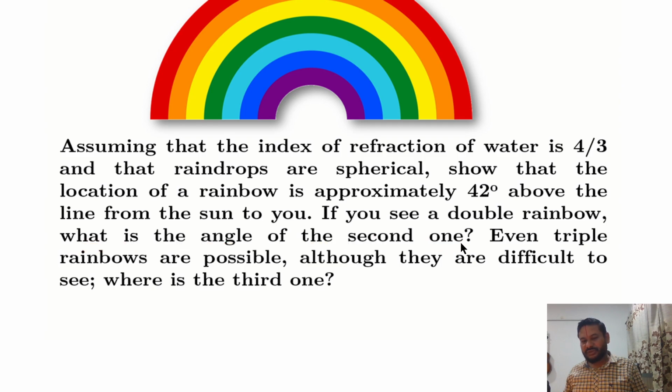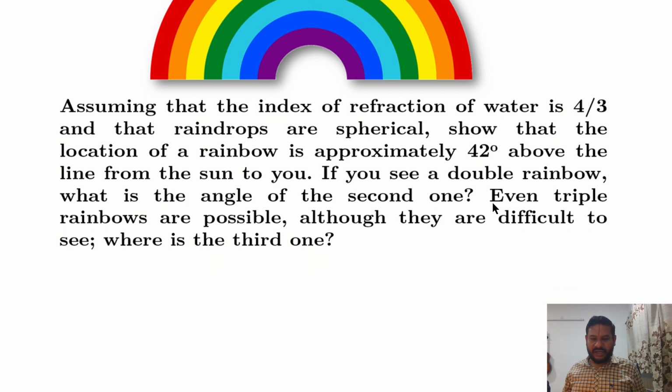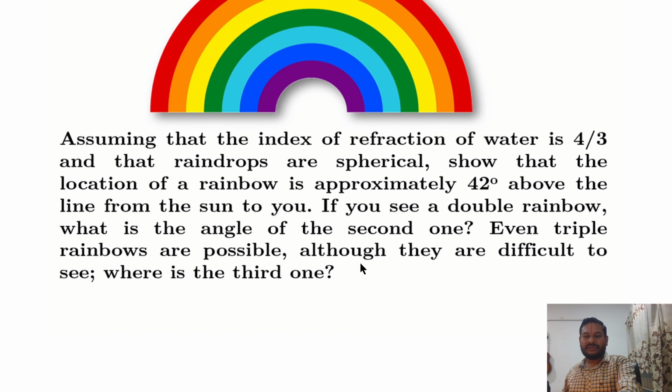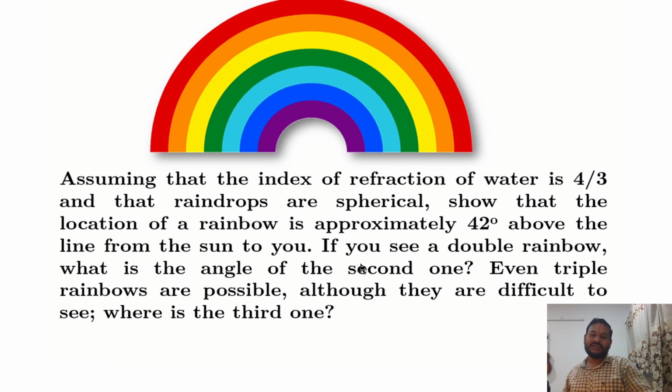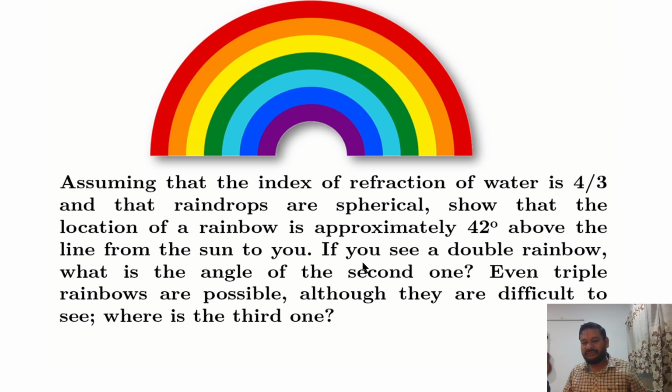Sometimes we see two rainbows, so for the secondary rainbow, we have to find the angle. And what next? Even triple rainbows are possible, although they are difficult to see. Where is the third one? So we have to locate the positions of the primary rainbow, which is formed by single internal reflection, then the secondary rainbow, which is formed by two internal reflections, and we also have to locate the position of a tertiary rainbow, which is formed after three internal reflections. And of course we can also talk about nth order rainbows, which are formed after n internal reflections.